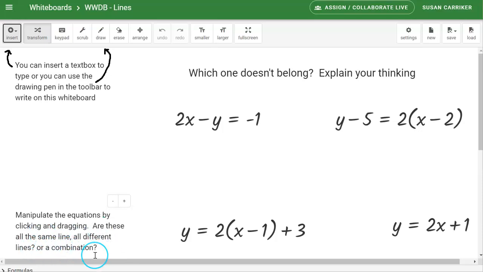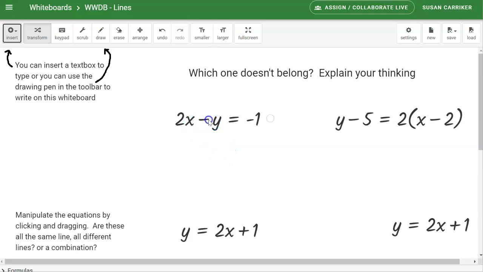And then finally, down here in the left corner, it says to manipulate these equations and answer this question. Are all these lines the same line? Are they different lines? Are they a combination of lines? Well, if you distribute your 2 on this one and you click here, you can combine them. And you'll notice this one is identical to that one, so at least 2 of them are the same.